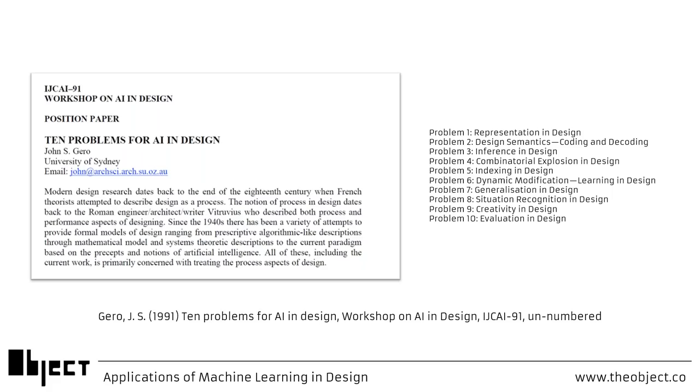So recently I stumbled upon this paper, which is from the International Journal of Computer AI. I found this paper by John Gero, and the fun part is that it's from 1991. It says 10 problems for AI in design. I can tell you right away that half of them are not even scratched by any research so far. I just found it really interesting that there are so many problems that even almost 30 years later, we are still not even close to actually solving them, or not even close to figuring out the precise questions leading to solving those problems.